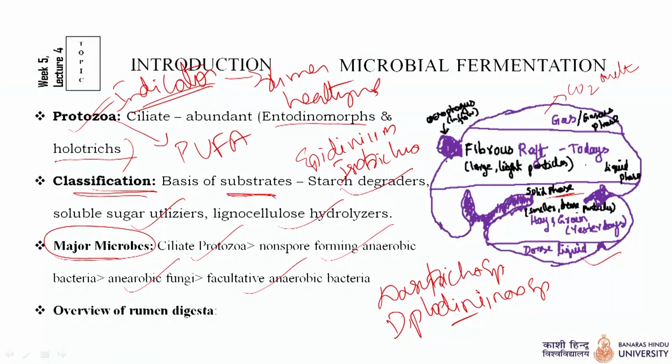Then coming to the liquid phase, the fibrous material, which is large and light in nature, floats in the liquid phase. Whereas in the solid phase, there are the hay and grain materials of yesterday, right? Because these hays or grains have already stayed more than 24 hours and been broken down into smaller particles, in this solid phase you will find the smaller and denser particles. Fine. Then the last one is the dense liquid, where all the debris settles at the bottom because of its heaviness, and it has to be removed.